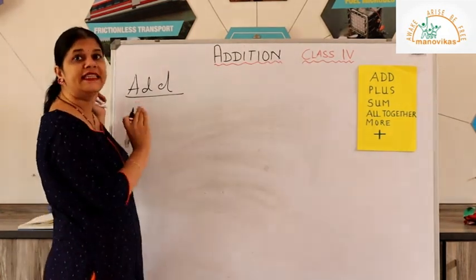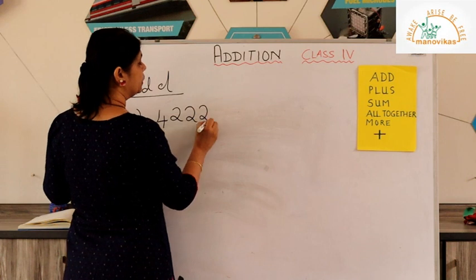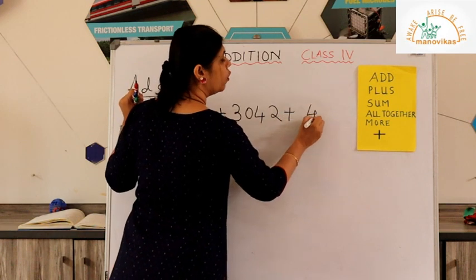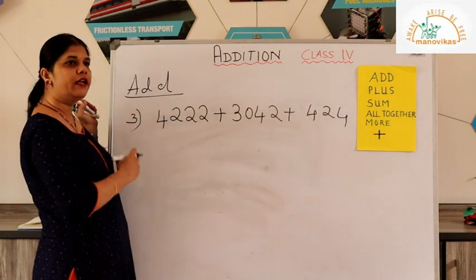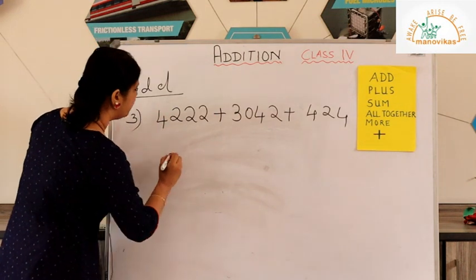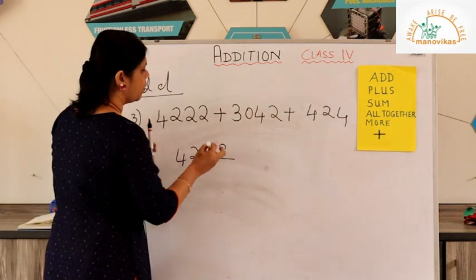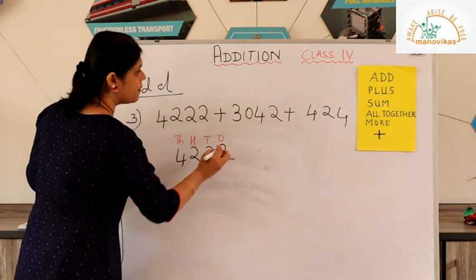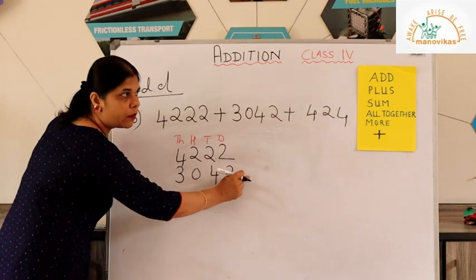Now see the third example. Children, here I have taken 3 numbers which you have to add. The first number is 4222 plus 3042 plus 424. Now let us add these numbers. Now whenever you are given any amount of numbers, you can add them by putting them one below the other. So let's start with the first number, 4222, right? Below this is in the ones place, tens place, hundreds and thousands. The next number will go below it, right? Both are 4-digit numbers, so there is no problem writing.